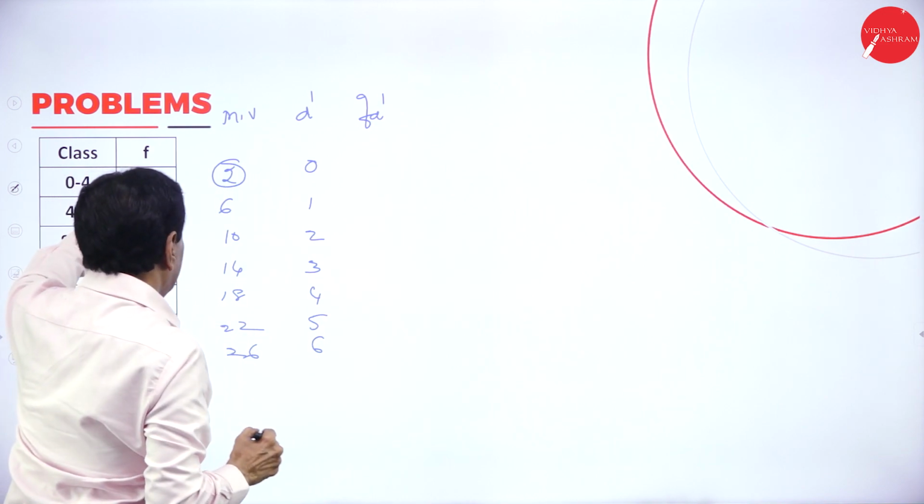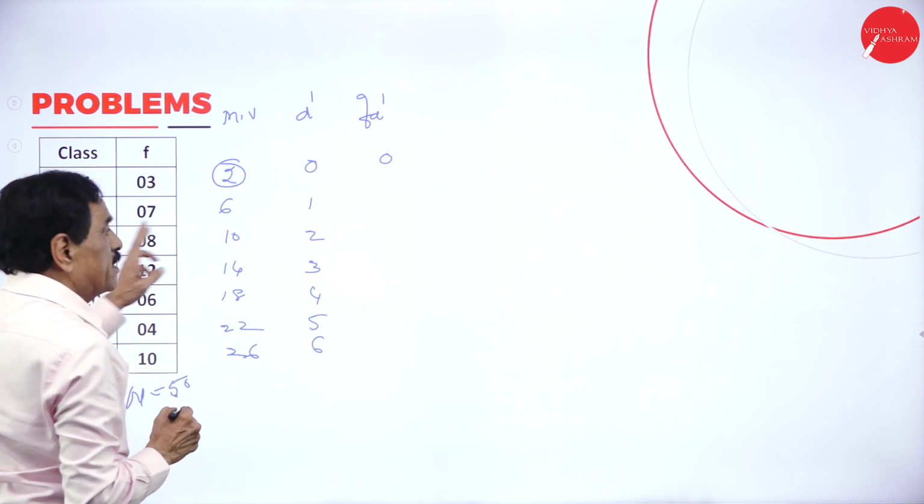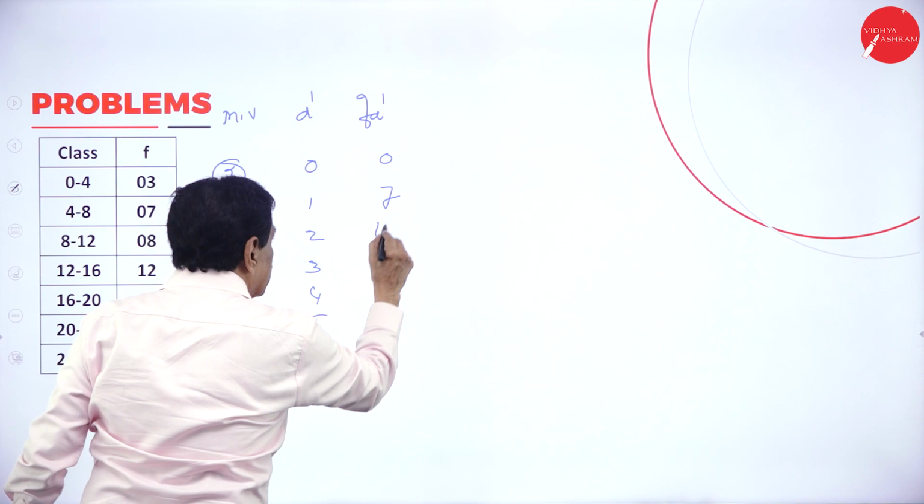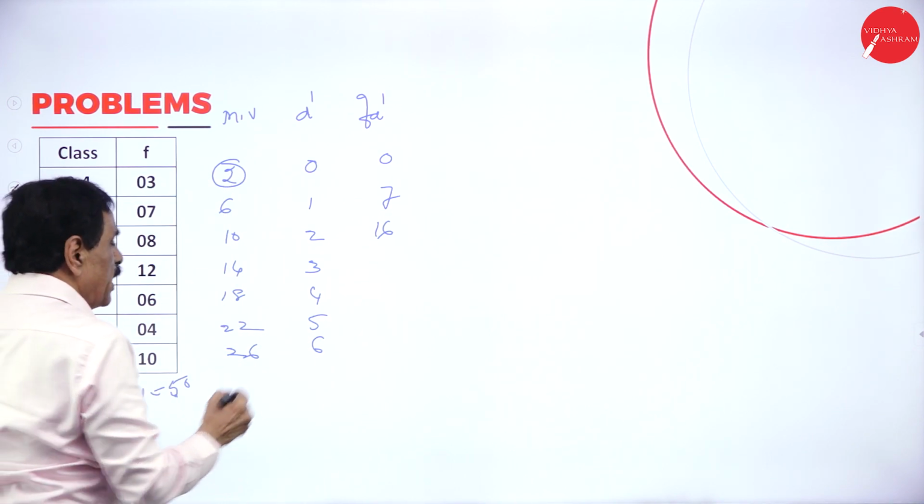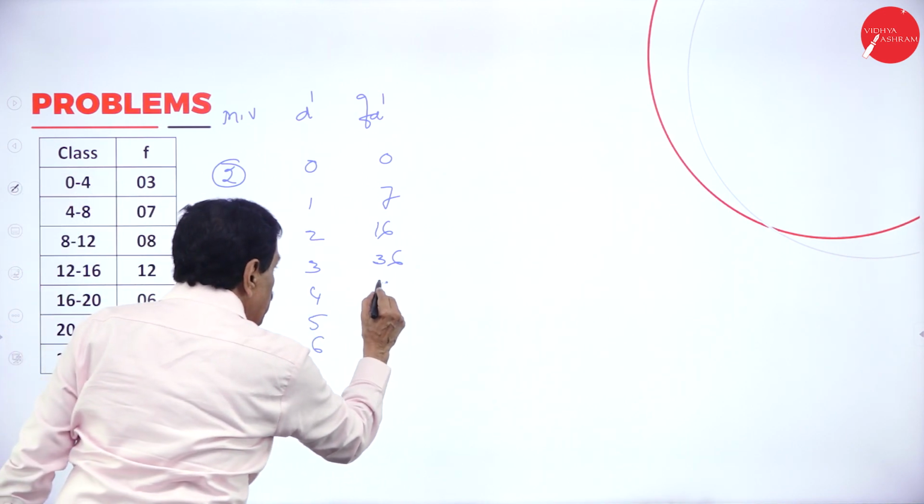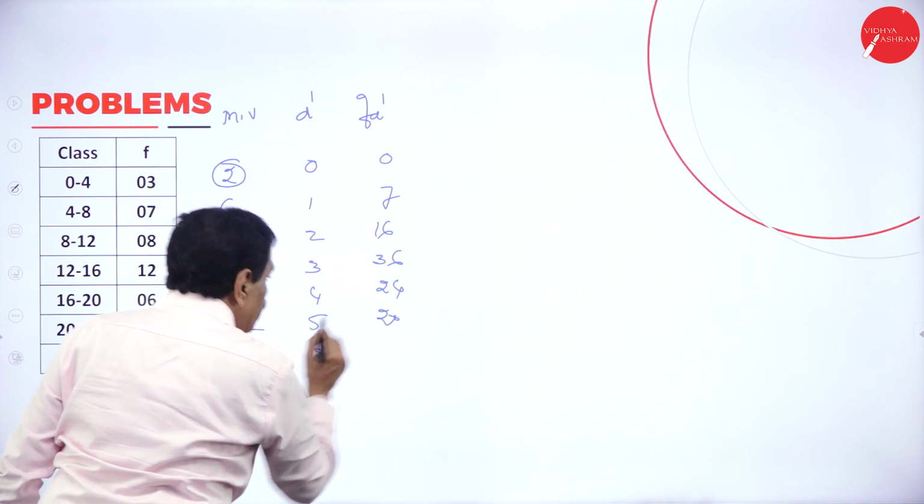What is your frequency? 3. 3 into 0 is 0. 7 into 1 is 7. 8 into 2 is 16. 12 into 3 is 36. 6 into 4 is 24. 4 into 5 is 20.